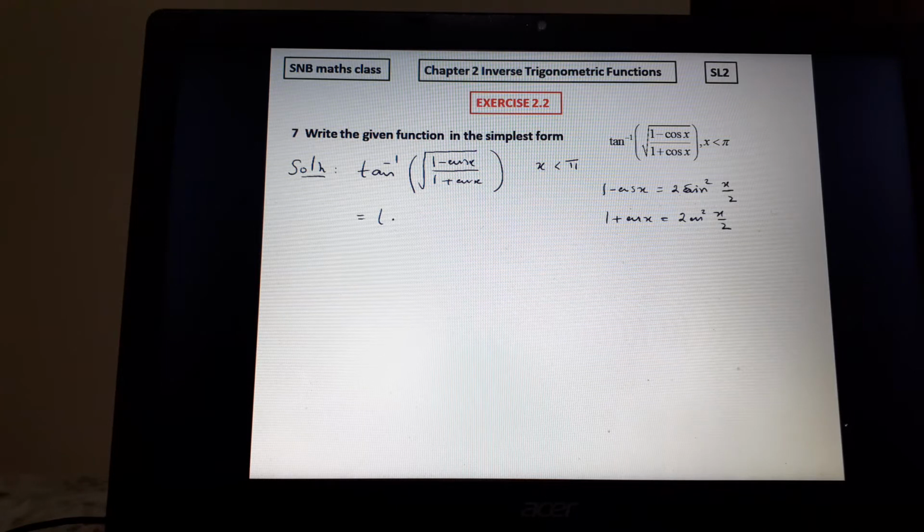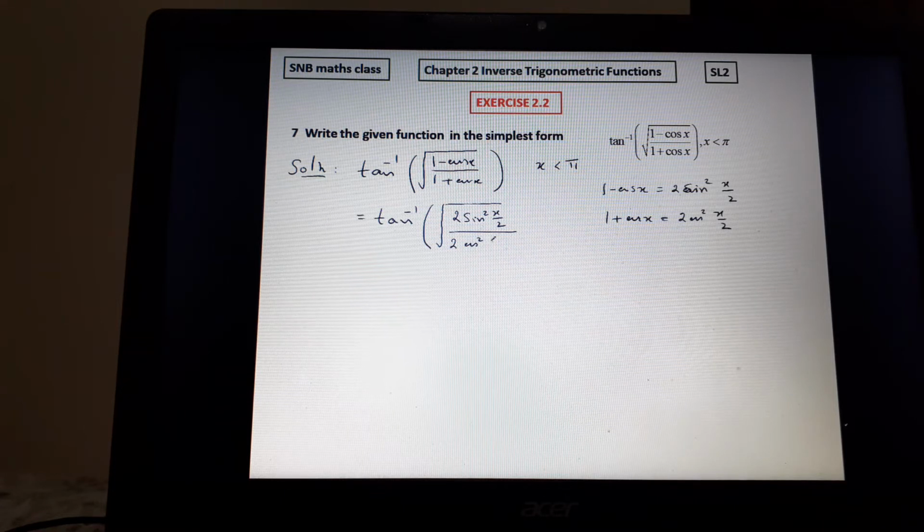Therefore directly we have to substitute tan inverse of, so in place of 1 minus cos x I have to write 2 sine square x upon 2 divided by 2 cos square x upon 2. So 2 and 2 cancel. Sine square by cos square is tan square x by 2, but it is under square root. So definitely it is tan inverse of tan x by 2. So this will be equal to x by 2. So this is the simplest form.